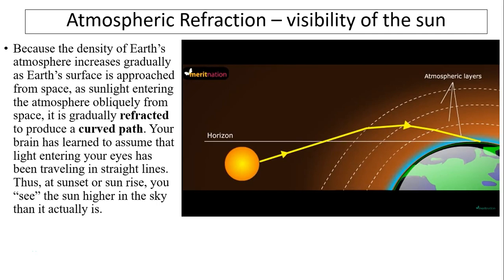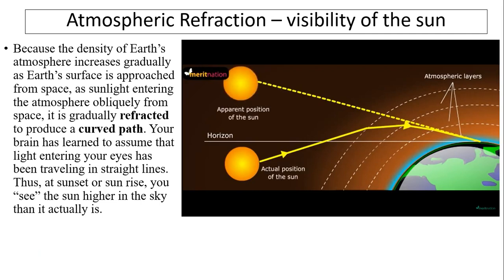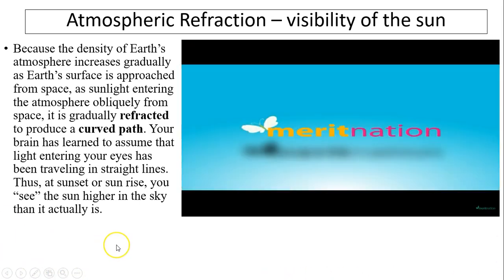Now, what happens from the point of view of an observer? Following the path of the light rays entering the eyes, the observer actually sees the sun slightly above its actual position. And as a result of that, he sees the sun about 2 minutes before the sun actually rises. Okay.